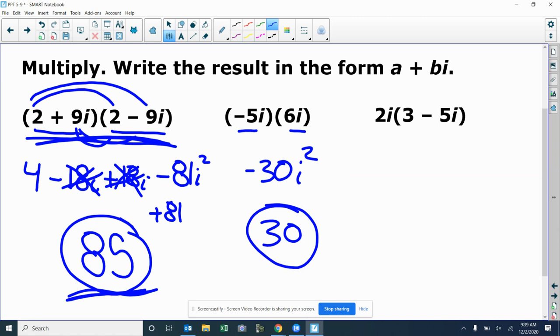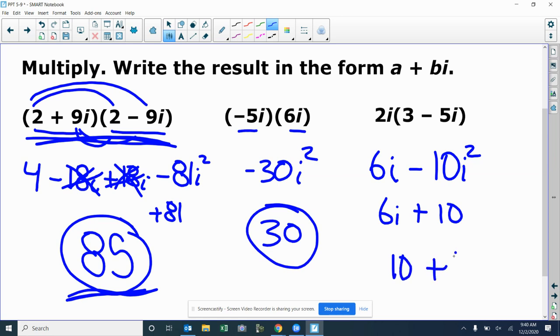Distribute down there on that next one. Make sure that you simplify it with the i squared. Make sure you put the real part first. So when we distribute here, we're going to get 6i, right? Minus 10i squared. Of course, this -10i squared becomes 6i plus 10, right? And now we got to put the real part first. So this is 10 plus 6i is my final answer.